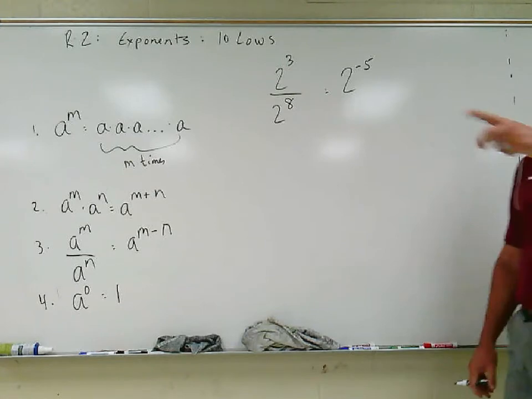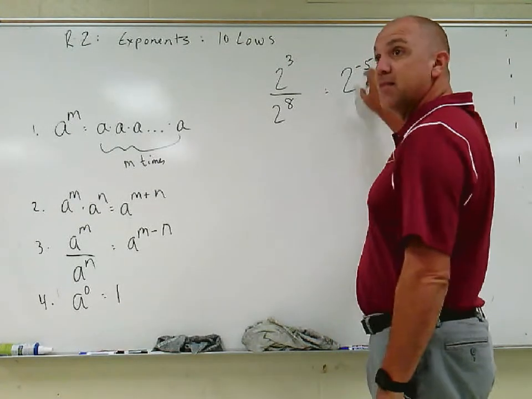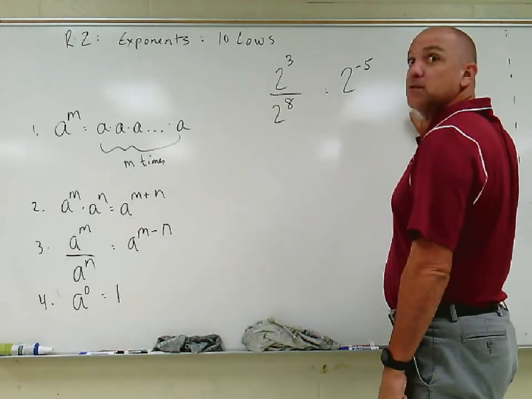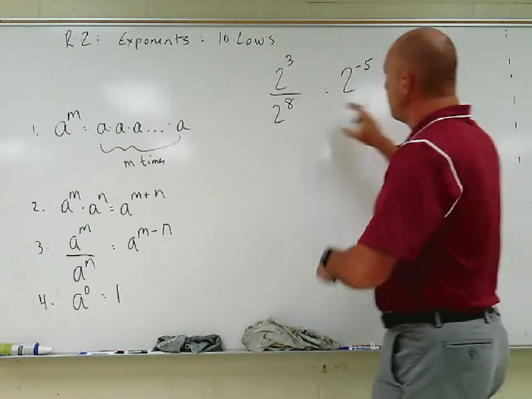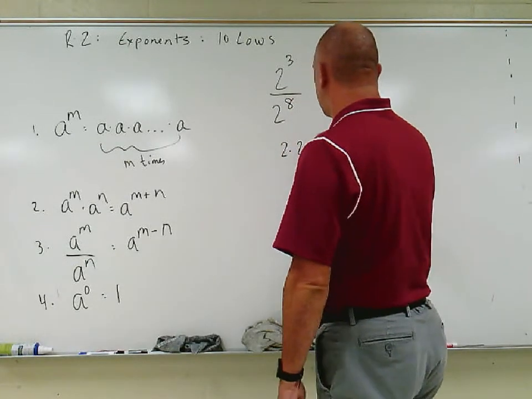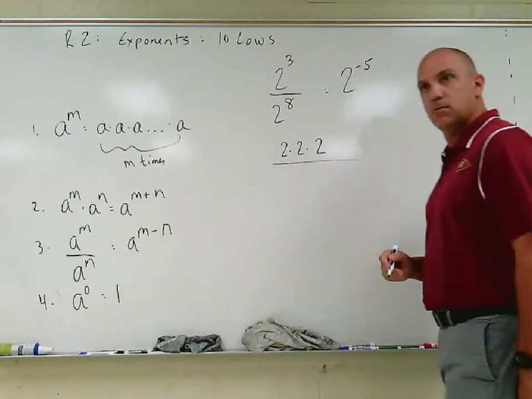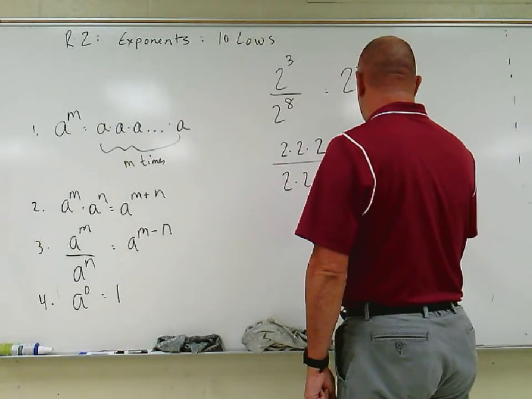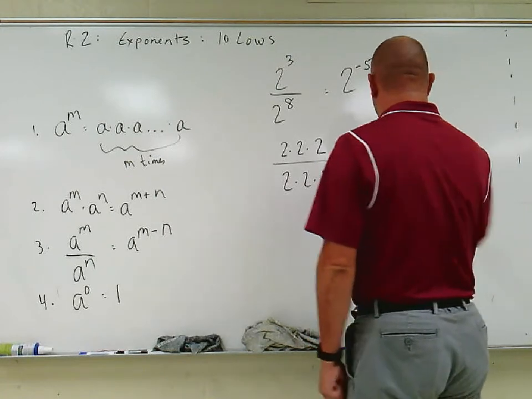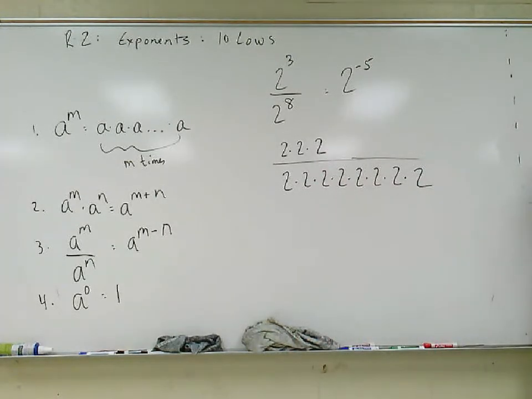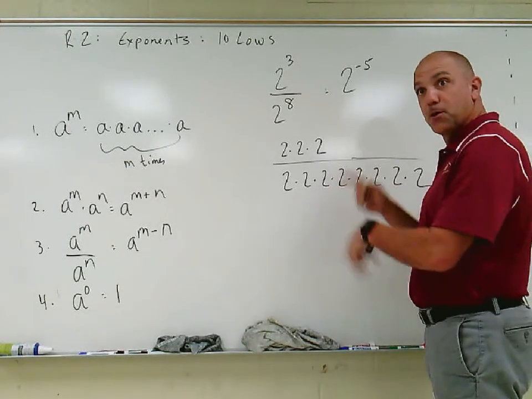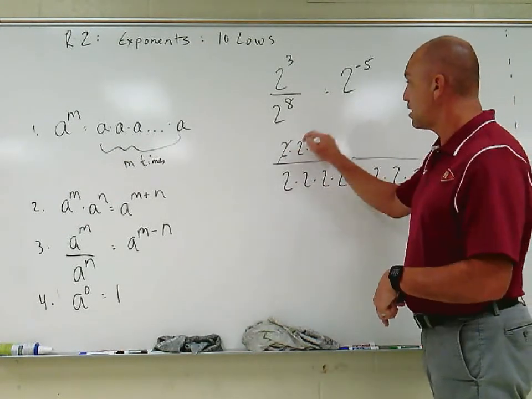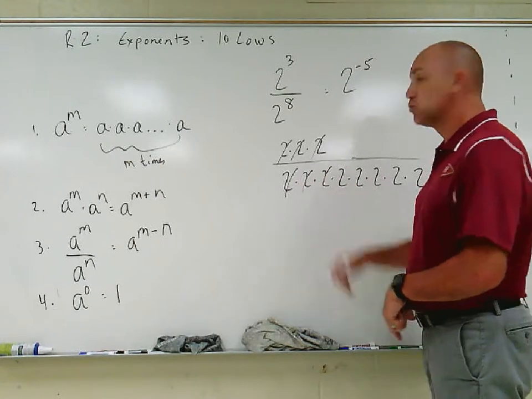So let's do the rule, and I'm going to show you that this is equal to something else with a positive 5. If we write it out, 2 times 2 times 2, 2 cubed, right? 2 to the 8th is 2 times 2 times 2 times 2 times 2 times 2 times 2 times 2. You got to write these numbers out. Now, if we do the math on this, and I start taking away, these 3 2s will cancel, right?